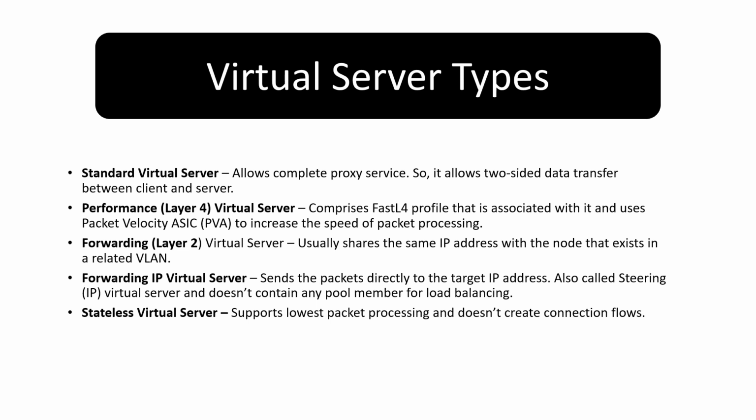Then we have another virtual server that's called the reject virtual server. So it rejects the packets that can create new connection flow. Now this type of virtual server can block IP addresses and connection points that are included in steering and other wildcard virtual servers.